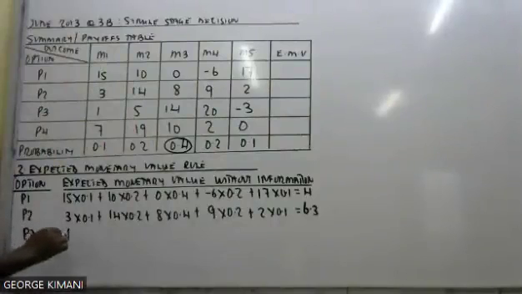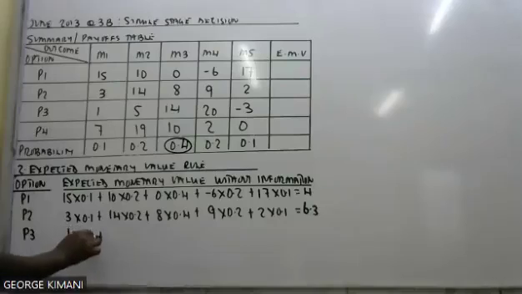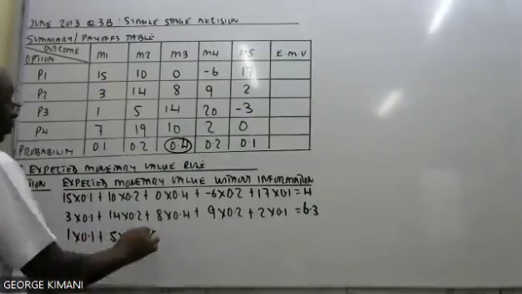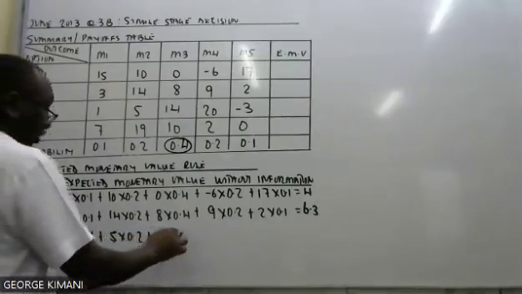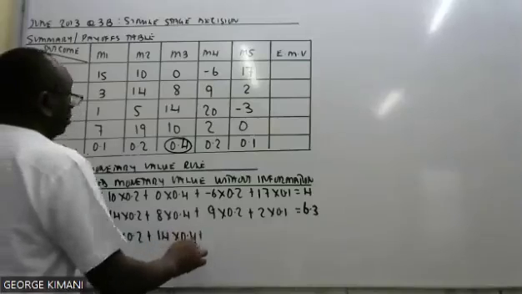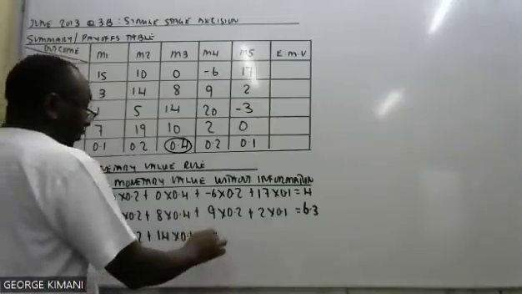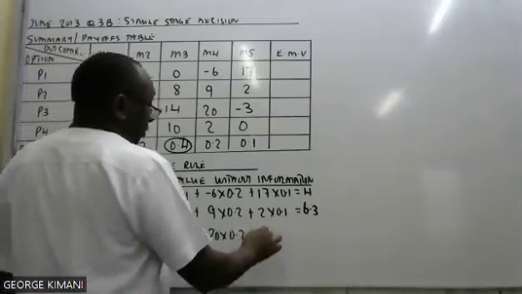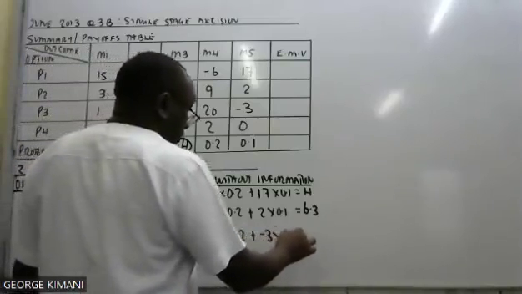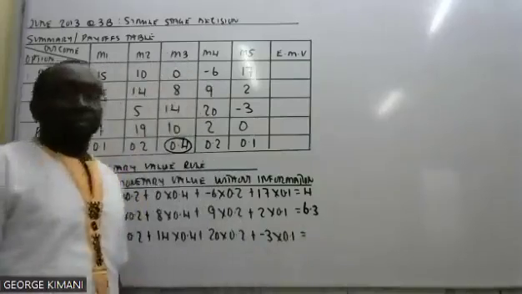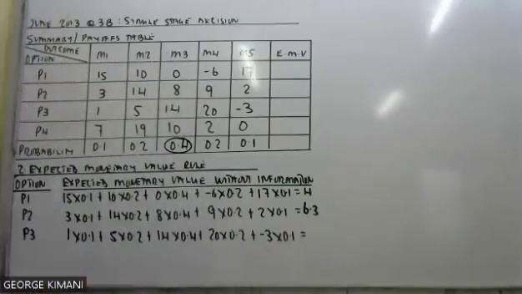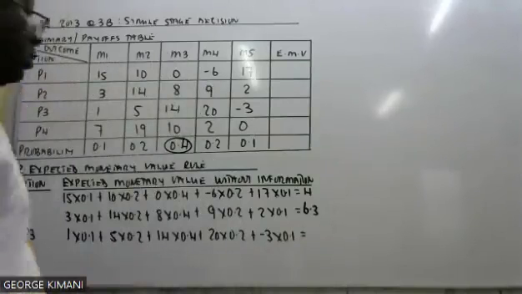P3, it is 1 multiplied by 0.1 plus 5 multiplied by 0.2 plus 14 multiplied by 0.4 plus 20 multiplied by 0.2 plus minus 3 multiplied by 0.1. That gives 10.4.